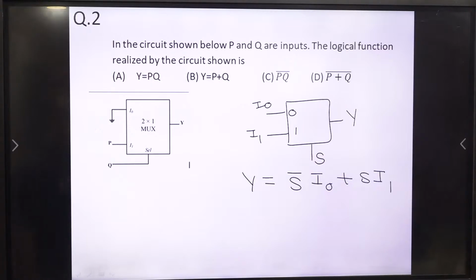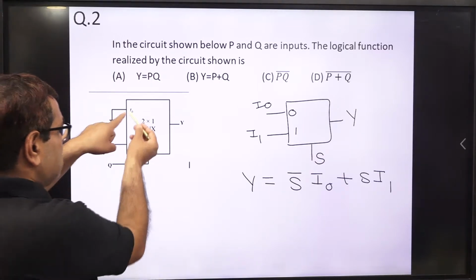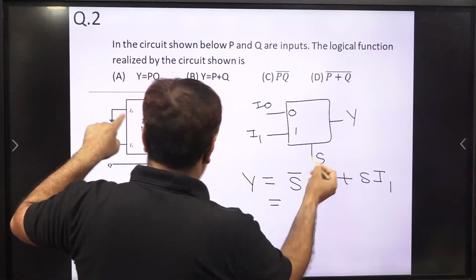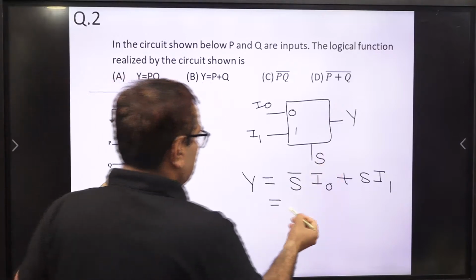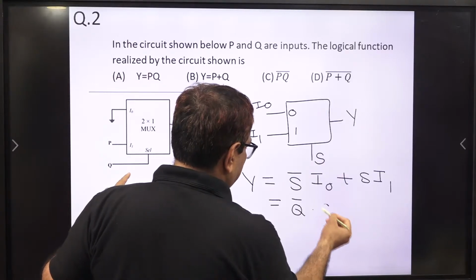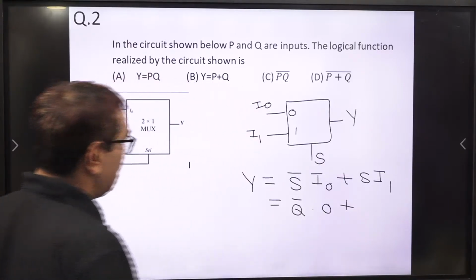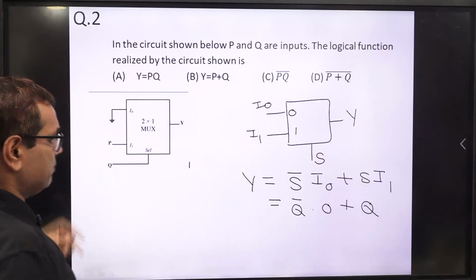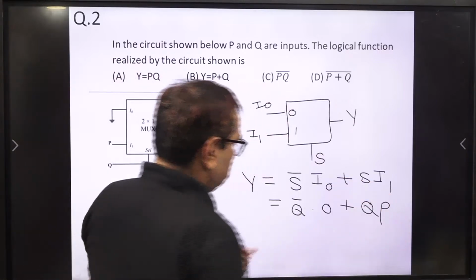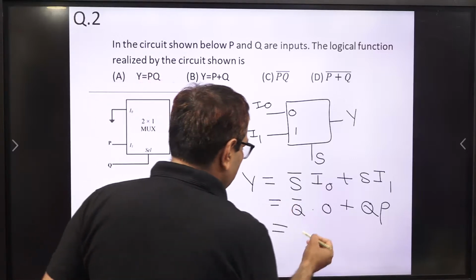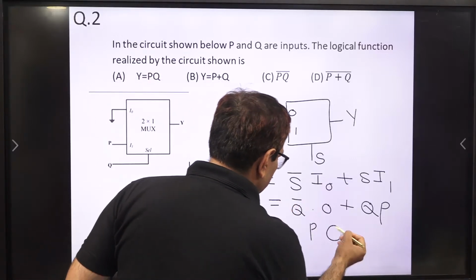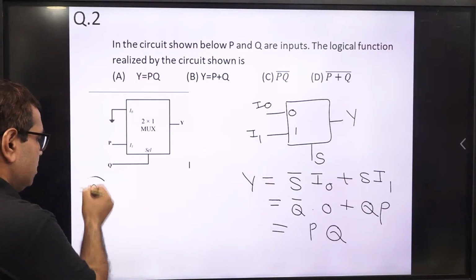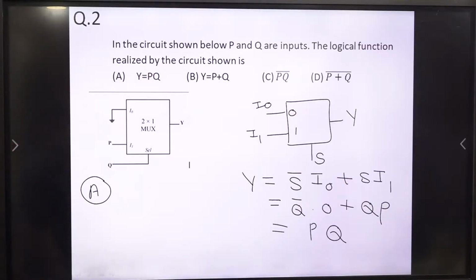Now I0 is 0 because it is connected with ground. So S bar, S is what? S is Q. So we can say Q bar into 0, plus, now S is Q and I1 is connected with P. So 0 into something is 0, and we get PQ, QP or PQ. So A is the right answer here, the output of the multiplexer.